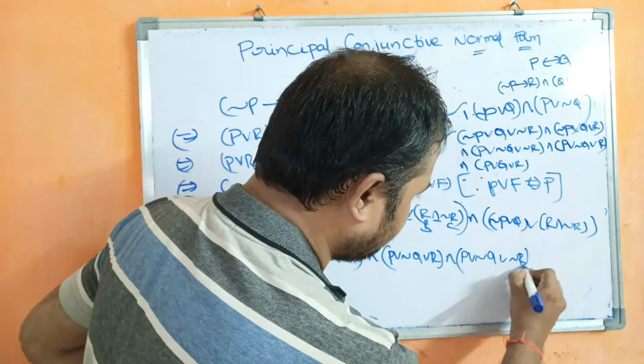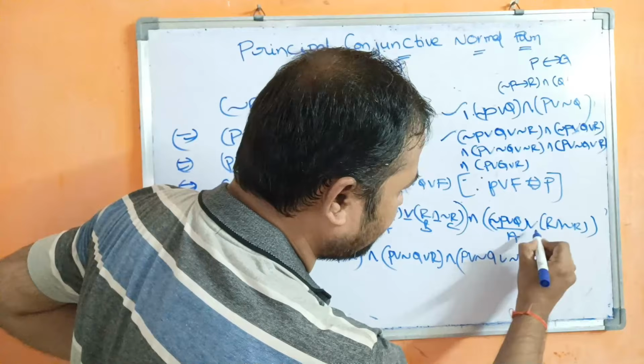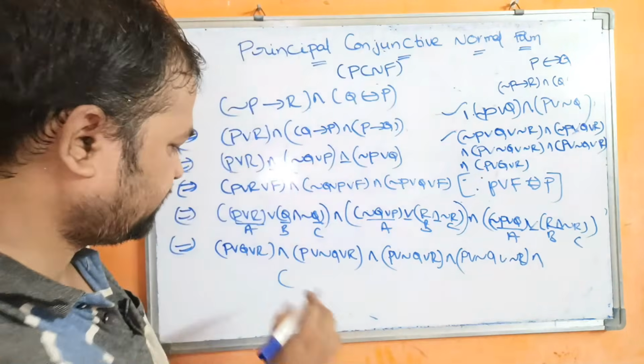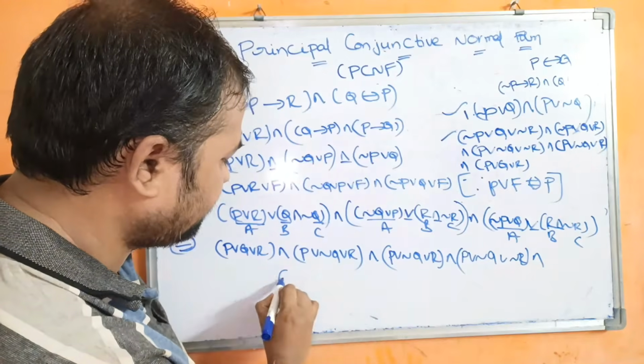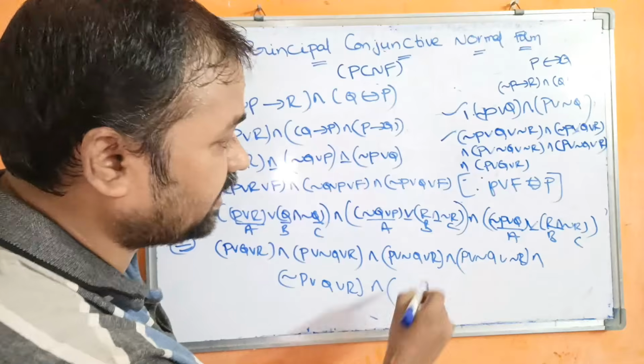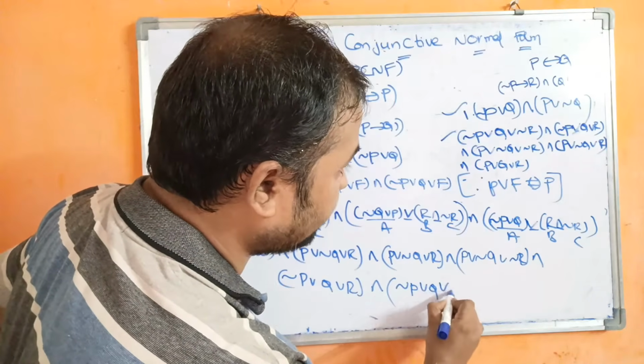And here A means this one, OR different terms, B and C. So OR and different symbols, so we can apply the distributive law. So negation P OR Q OR R, and A OR C. So negation P OR Q OR negation R.